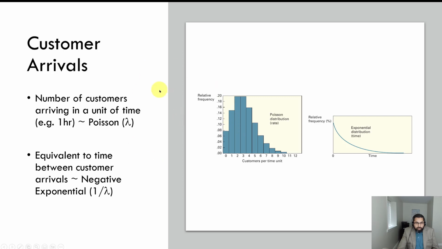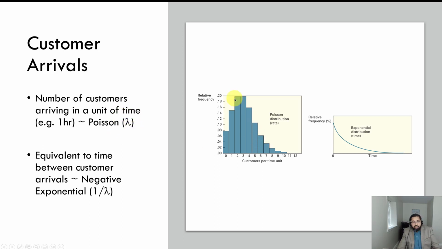So this is just an example to show you the relationship between Poisson and the negative exponential distribution. The number of customers arriving in a unit of time, e.g. 1 hour, has a Poisson distribution with a parameter called lambda, which is the average arrival rate. So on average, 20 customers arrive per hour.